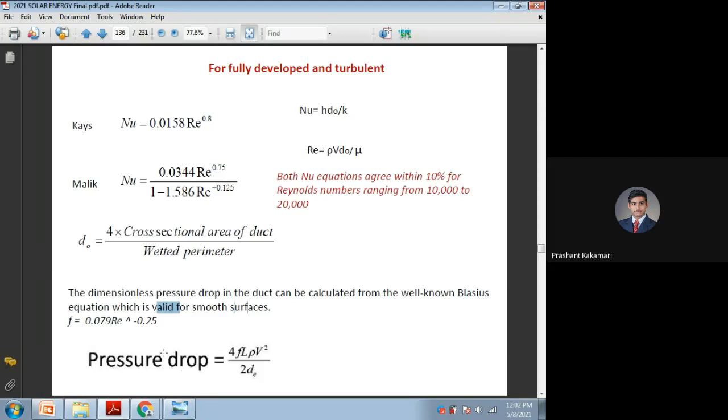Okay. Any doubts up to this discussion? So here we have discussed only the simple definitions and some equations which relate to the heat transfer phenomena in the solar air collectors. Okay. Anything to be discussed here?